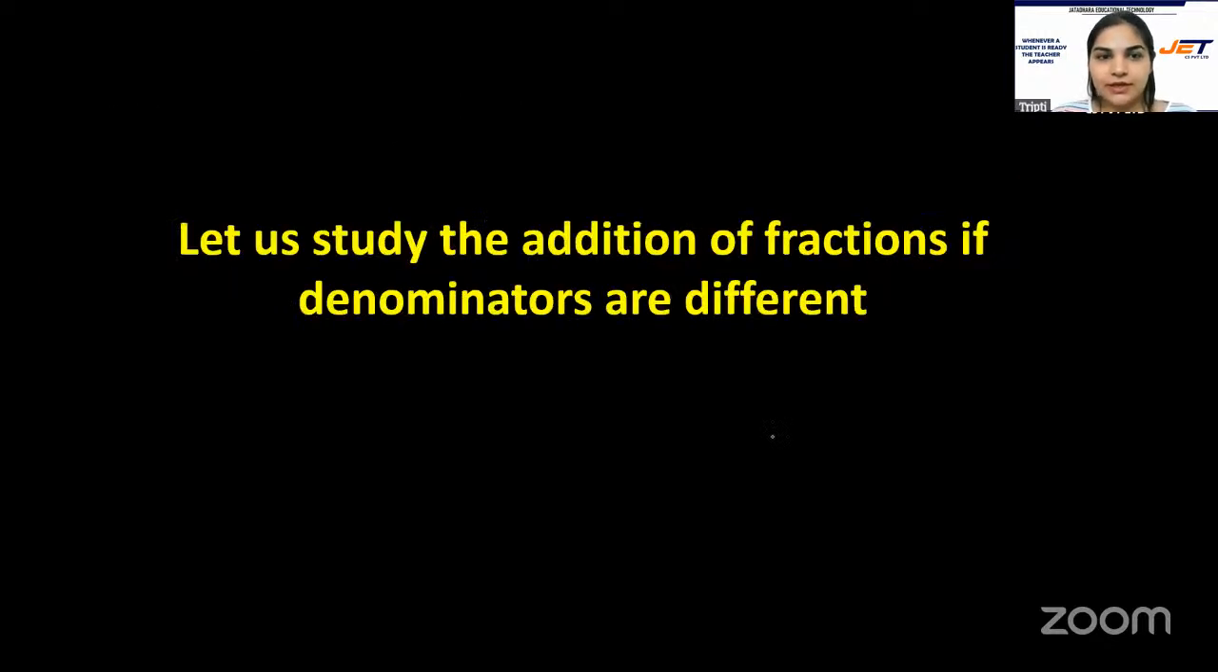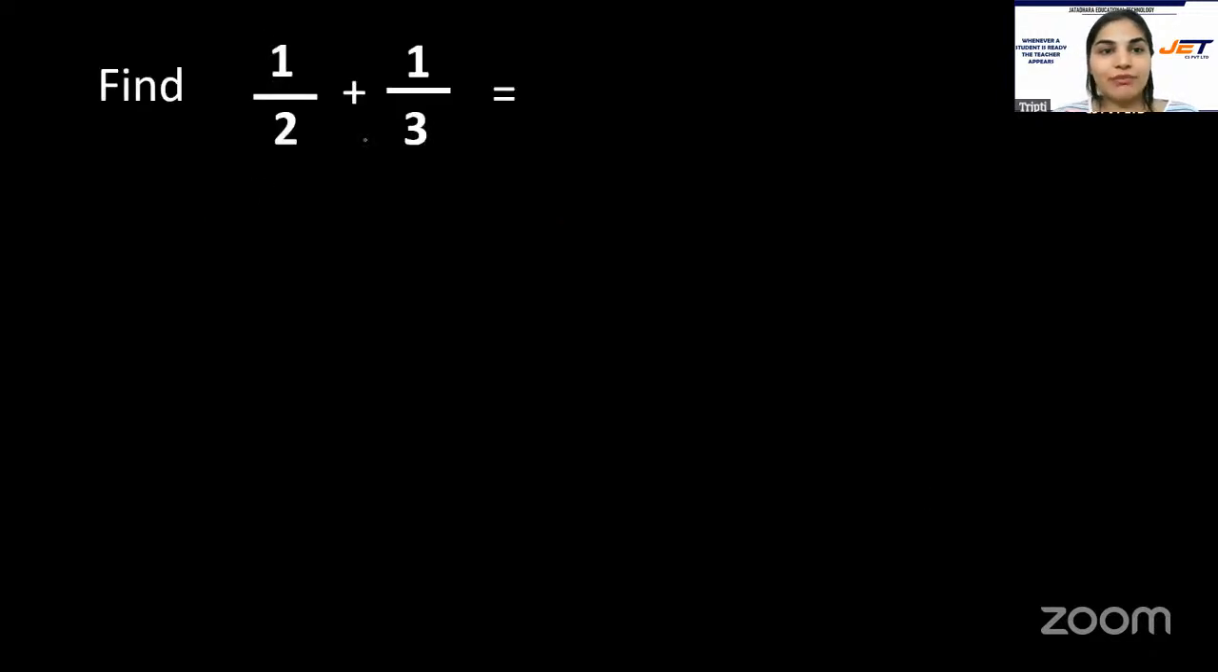All right. Let's study the addition of fractions if the denominators are different. There, the fractions were like. But now let's talk about the unlike fractions, how to add unlike fractions. So to add unlike fractions, it's like 1 by 2 plus 1 by 3. You cannot add or subtract the fractions until and unless they are like. So to add the fractions, first you need to make them like.